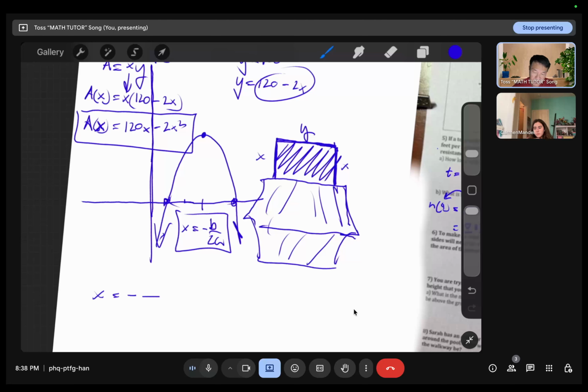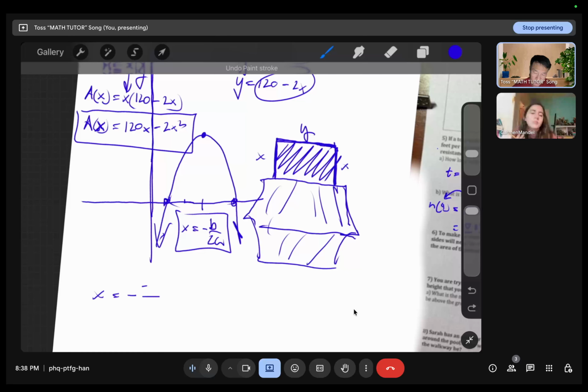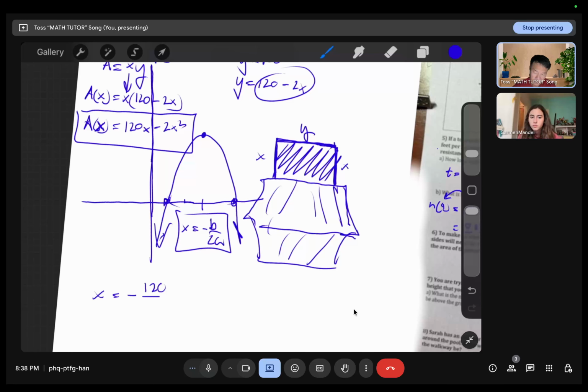Okay, here we go. Negative b, it would be negative 120. From the formula it's negative b, but the b is just 120. Do you see it? If not, you rearrange it: negative 2x squared plus 120x. Reorganize it. Remember a, b, c. So here's your a and here's your b. Then 2 times negative 2.